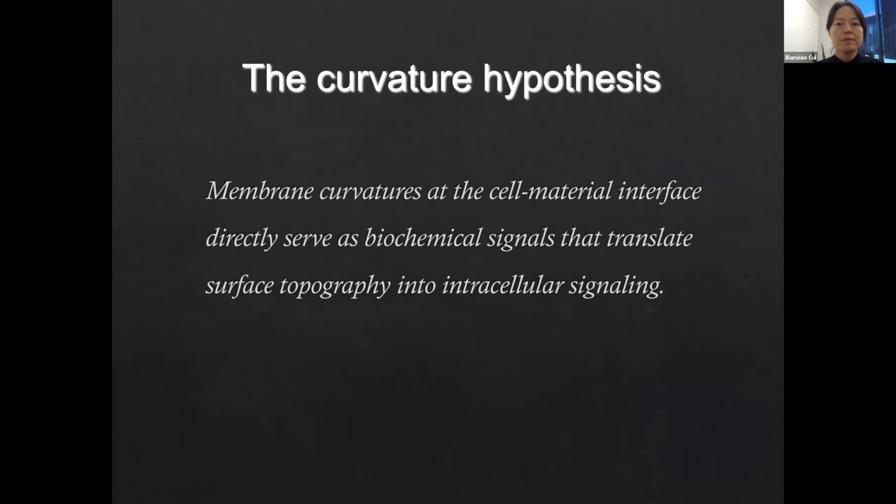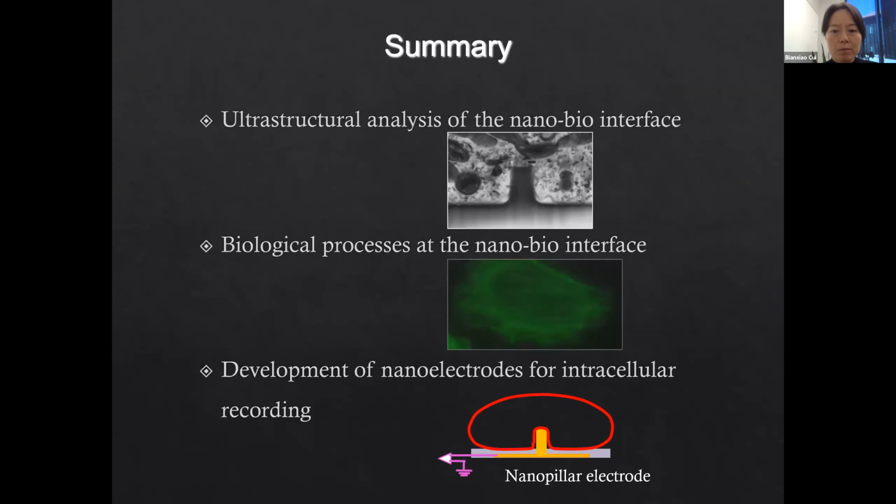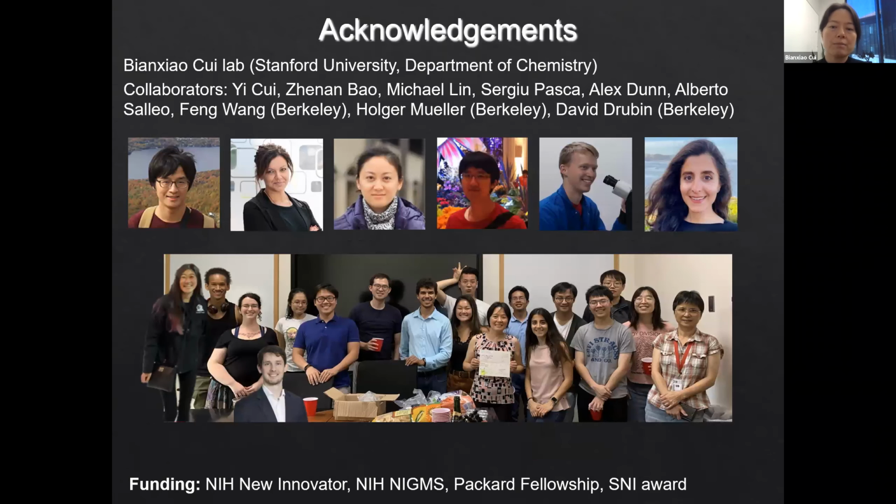So that's the final part of my talk. From all of those studies, we proposed the curvature hypothesis, and that says the membrane curvature at the cell membrane interface can directly serve as the biochemical signal that translates surface topography into intracellular signaling. So we believe membrane curvature is either the mechanism or one of the very essential mechanisms of a whole cell sensing surface topography. And with that, I would like to thank the people who did the work.